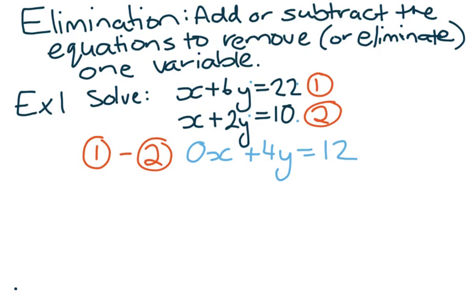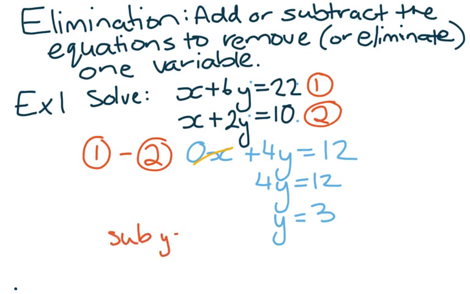You actually, when you're doing the questions, don't need to write that once you're confident. So we can just put a line through the 0x, and we're left with 4y equals 12, which means y is 3. And then from this step onwards, it's the same as the elimination method. We sub y equals 3 back into one of the equations.